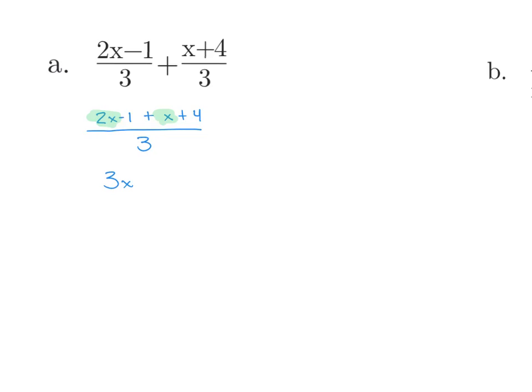We can also combine negative 1 and 4. Negative 1 plus 4 is 3. From here, I can factor out a 3 on the top. If we factor out a 3, we are left with x plus 1 inside the parentheses, and then now I can cancel my 3's. My final answer is x plus 1.